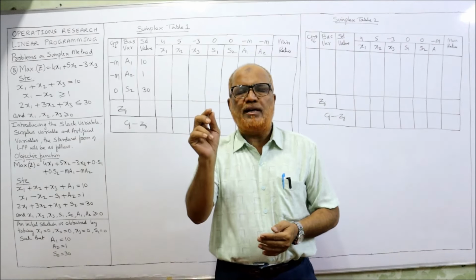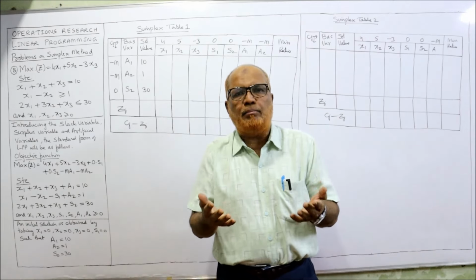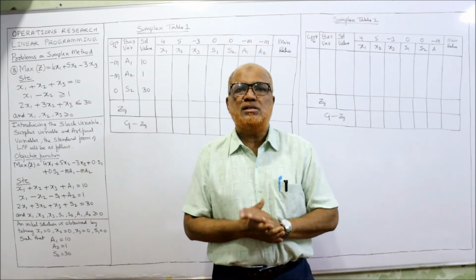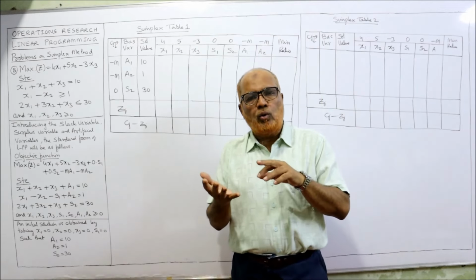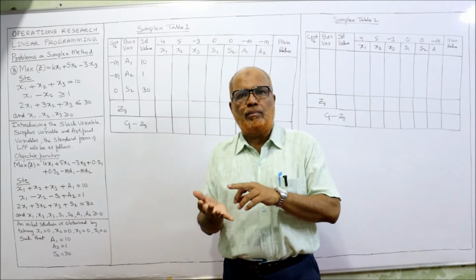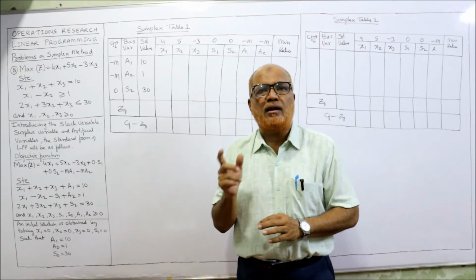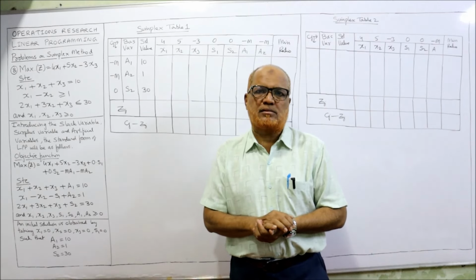When we have mixed constraints, some inequalities are less than or equal to type, some inequalities are greater than or equal to type, and some are equations itself. All mixed constraints. In that case, we have to include slack variable, surplus variable, and artificial variable. The only thing is calculations should be correct and accurate, and that you can get only by practice.